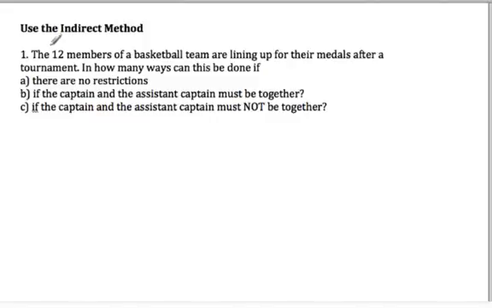Now, some problems are going to be easier to solve if we use what is called the indirect method. I'll go through a couple of examples, and then in the last one, part C, I'll show you what I mean by the indirect method.